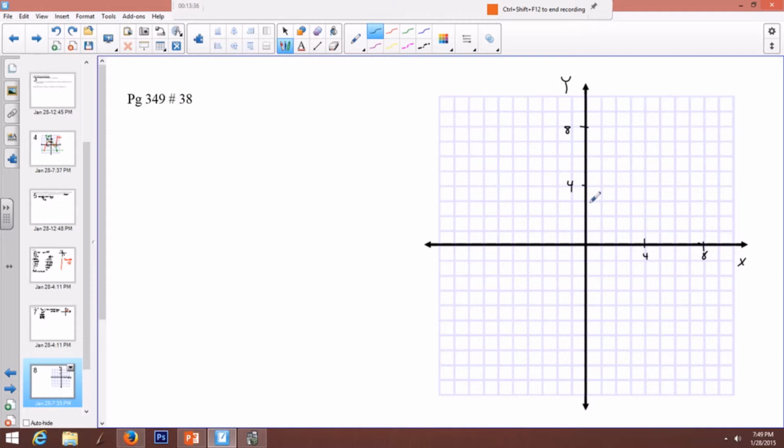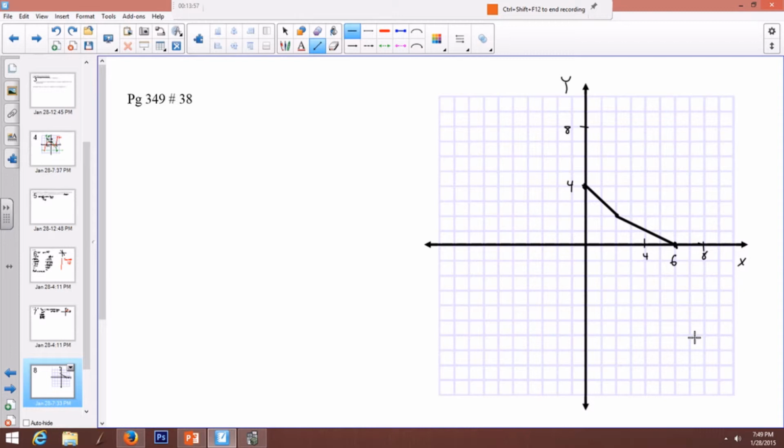And so they give me a graph where I have one point at 0, 4, and then another point here at 2, 2, and then another point here at 6, 0. So let's connect the dots.